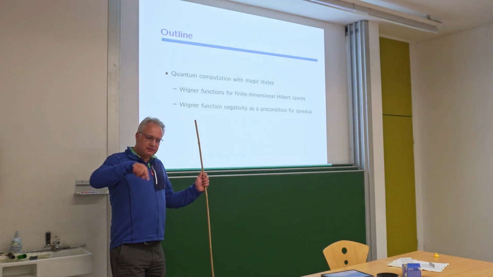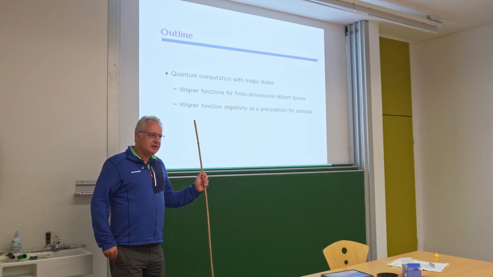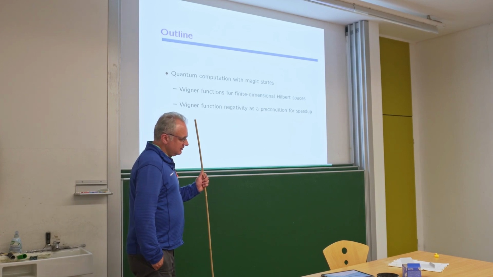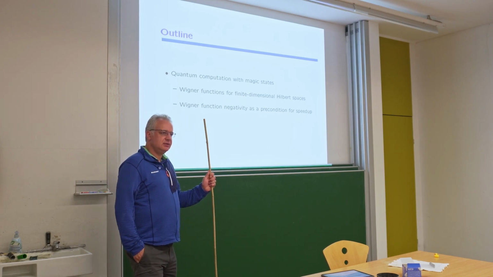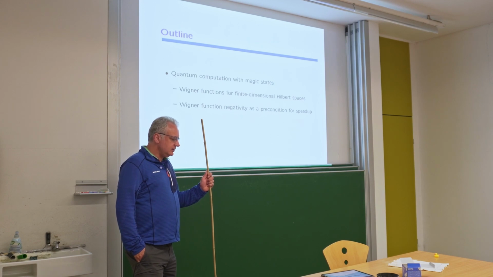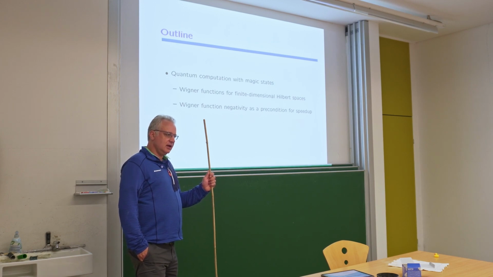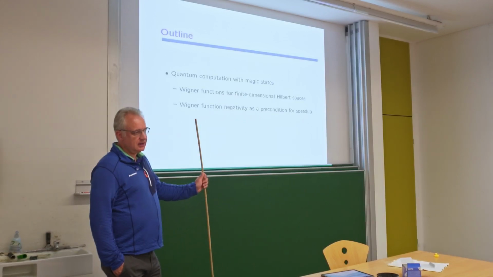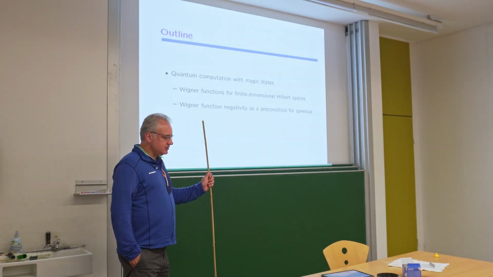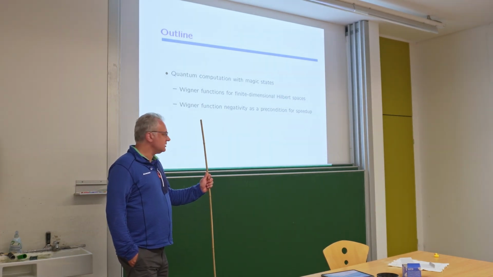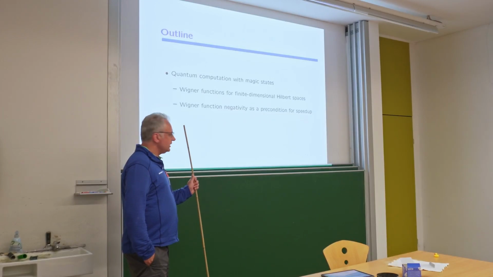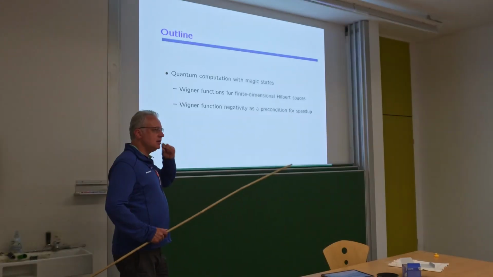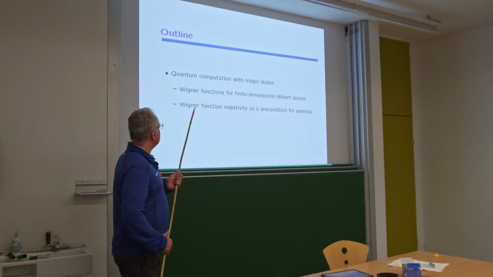Namely, whenever the Wigner function dips below zero, then you think there's something truly quantum going on there. And if that doesn't happen, then it's effectively a classical situation, and we will see why this is so. And then there is a rigorous version of that statement: a non-negative Wigner function is essentially a classical object, or describes a classical object. In quantum computation you can make it rigorous, and that's the purpose of today's lecture and tomorrow's lecture. So, Wigner function negativity as a precondition for quantum speedup. This is what the two lectures are about.